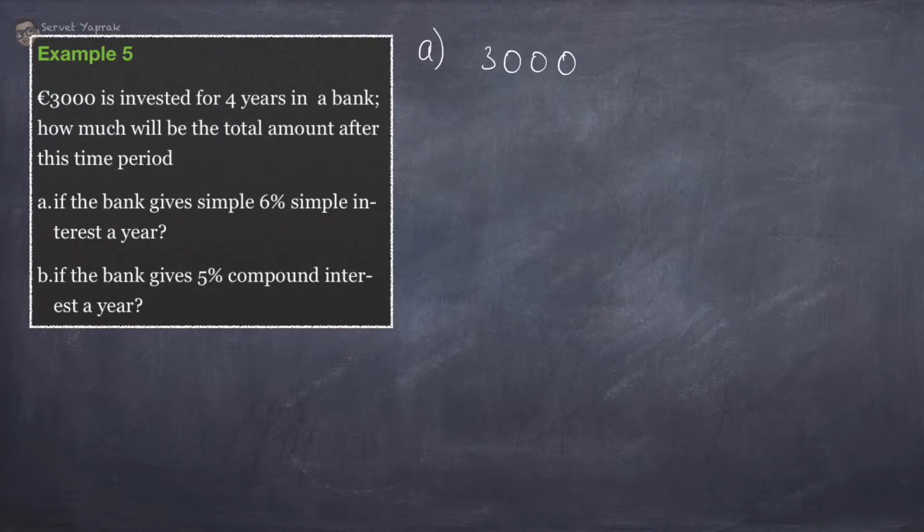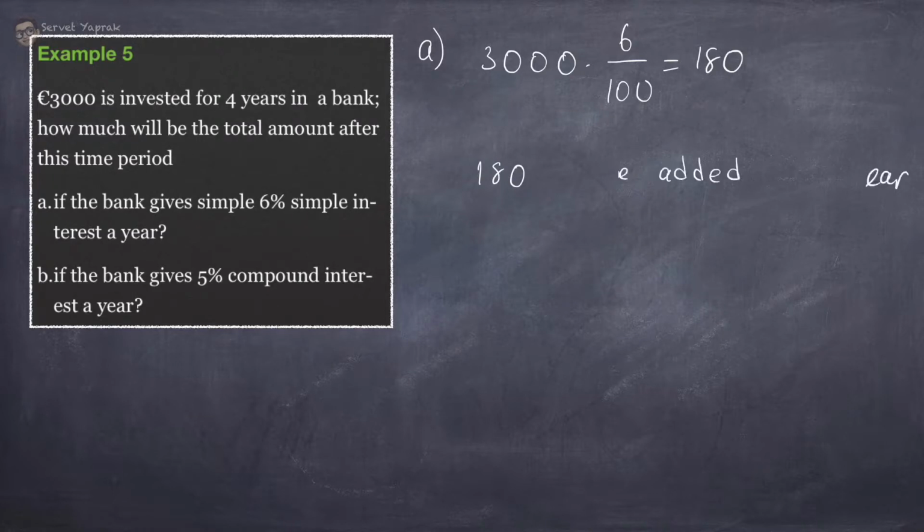3,000 euros is our original amount, or principal value. And then we will multiply this by 6%, because 6% simple interest is given by the bank. So 6 over 100, and then it is equal to 180, which means the bank gives 180 euros every year and adds it to the principal value of 3,000 euros.